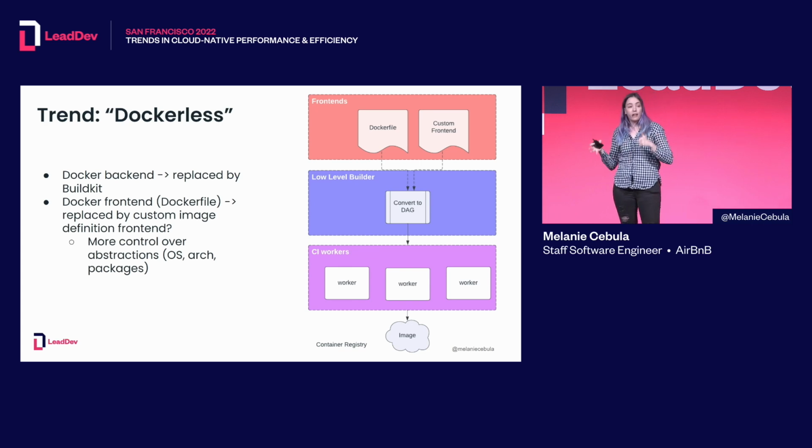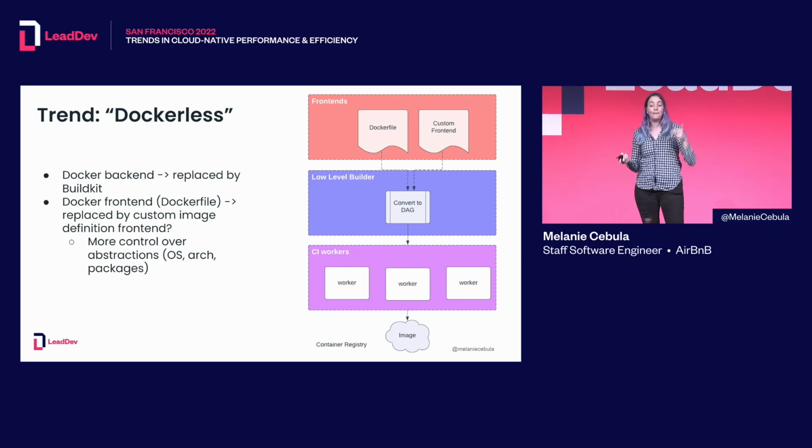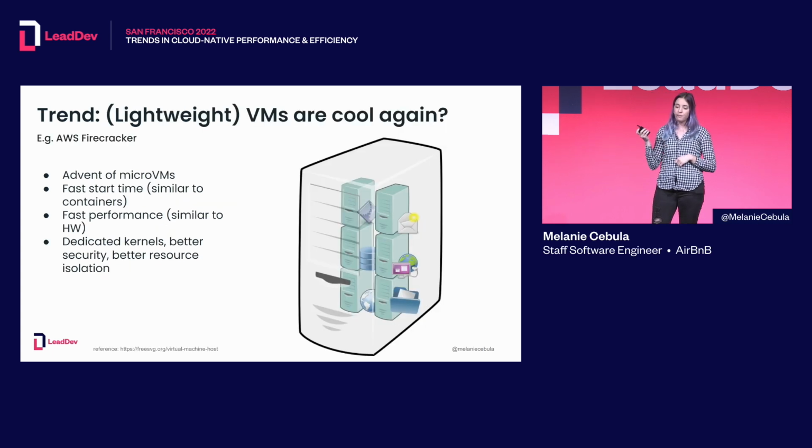So just going to the back end real quick, Docker now has BuildKit, which replaces the Docker image building, and it's faster and more efficient and more secure. The front end, which is the Dockerfile, also might change. So today the Dockerfile is highly coupled, right, with the OS, the architecture, a bunch of packages that you're pulling in. And some folks are replacing these with custom image definitions that are a lot simpler, and they hide all these implementation details from the consumer, and they actually move those into the low-level builders on the back end. Okay. One more trend I'm seeing in this space is that maybe VMs are cool again.